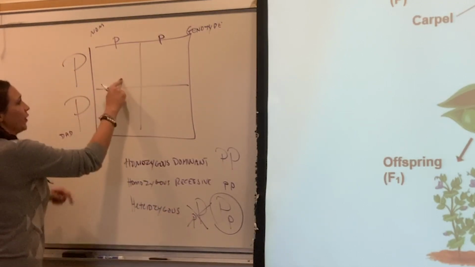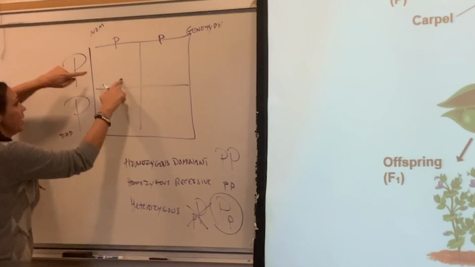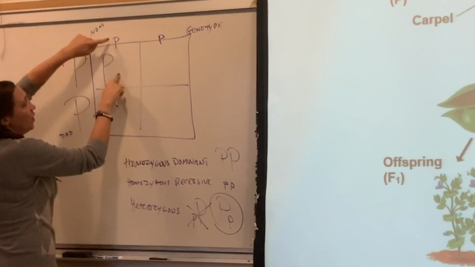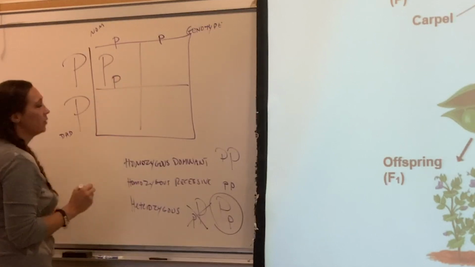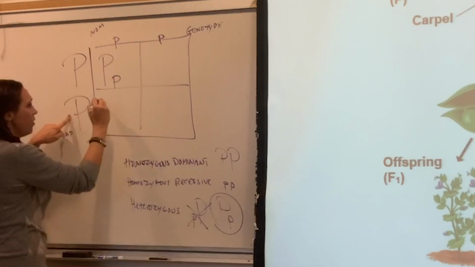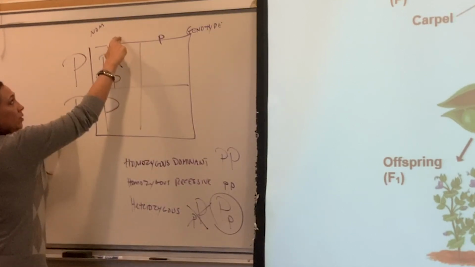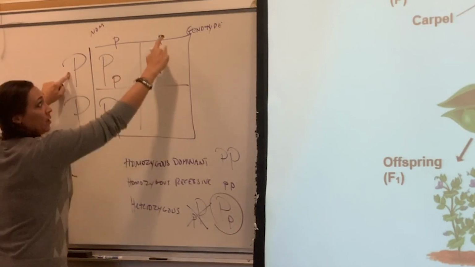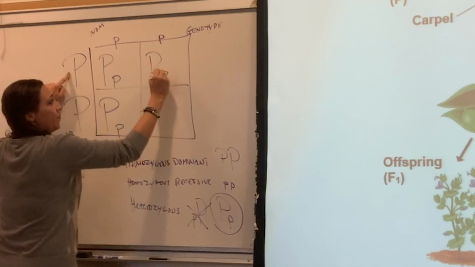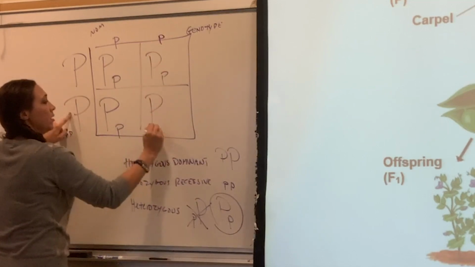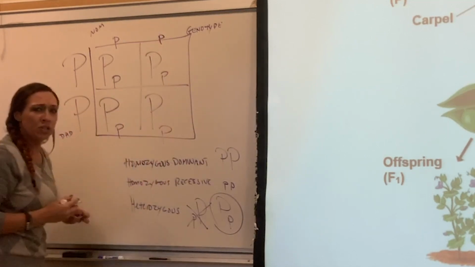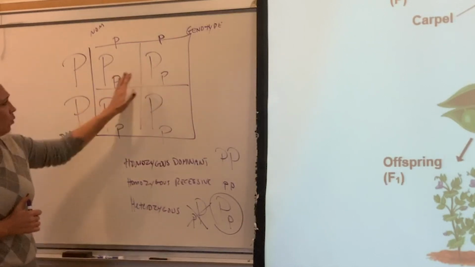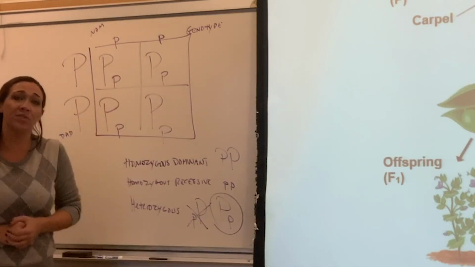Okay, so let's start with this first box here. We have a capital P here. We have a lowercase p here. Capital P here, we're going this way now. Capital P here. Okay, lowercase p still goes here. Capital P here, lowercase p here. Capital P here, lowercase p here. So in this case, we can see every single one of our offspring is going to be a heterozygote.